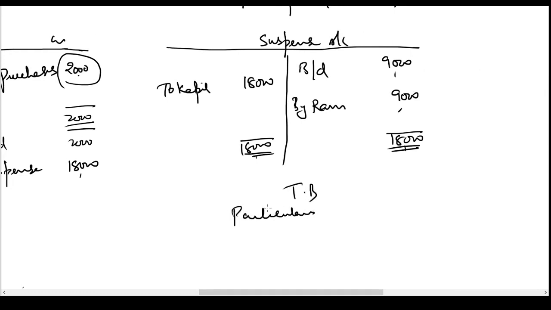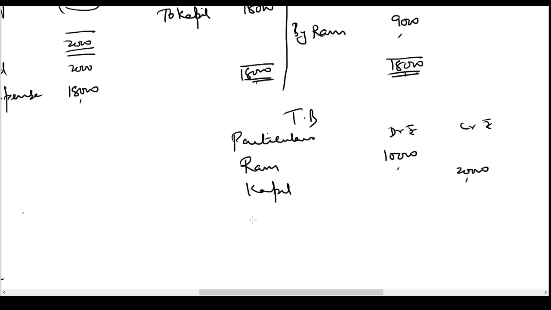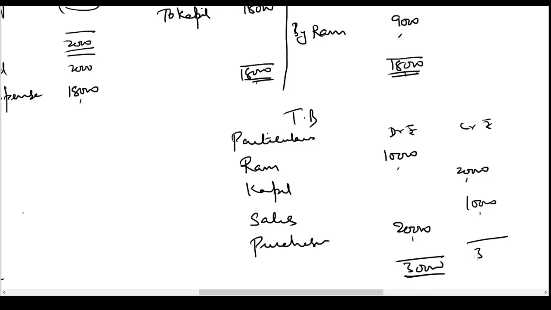particulars, debit, credit. Now Ram account will show a debit balance of 10,000 because 1,000 has already been debited. Kapil account will show a credit balance of 20,000. Sales account will show a credit balance of 10,000. Purchase account will show a debit balance of 20,000. Both the sides will tally.